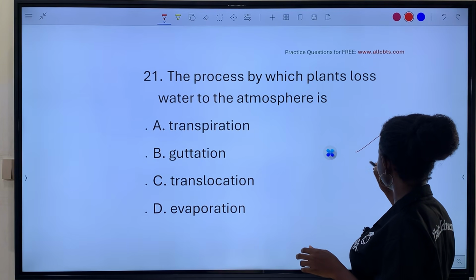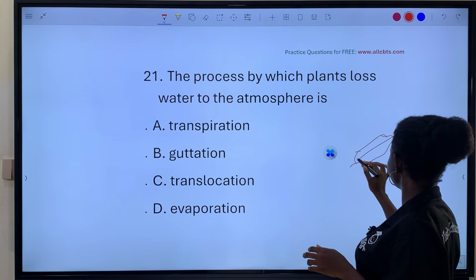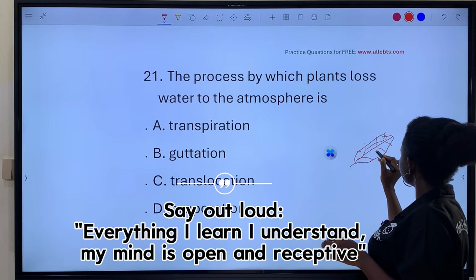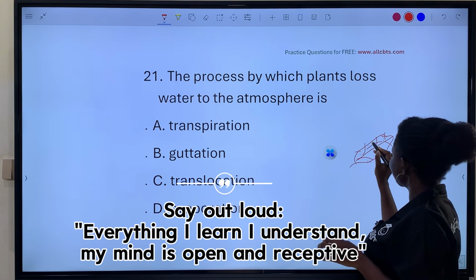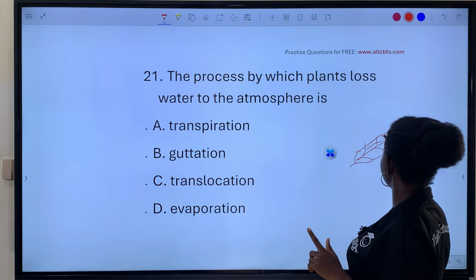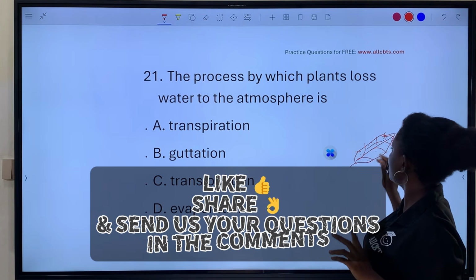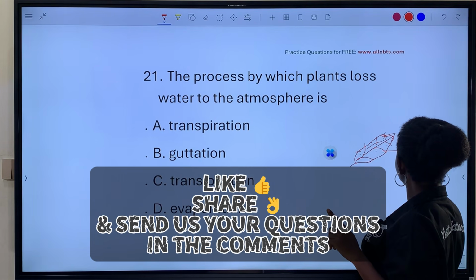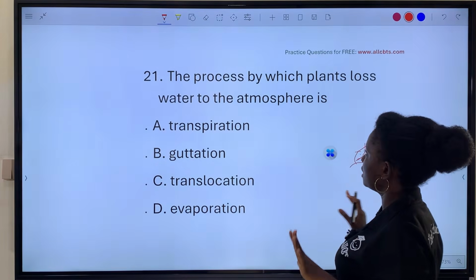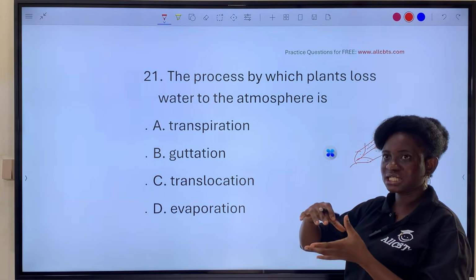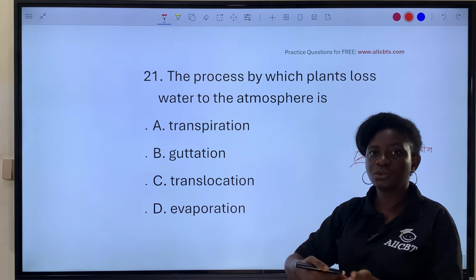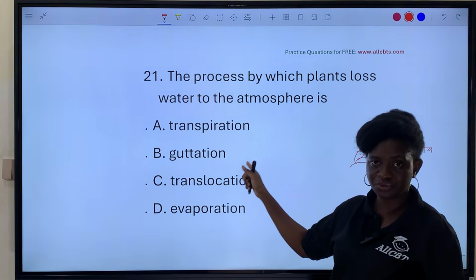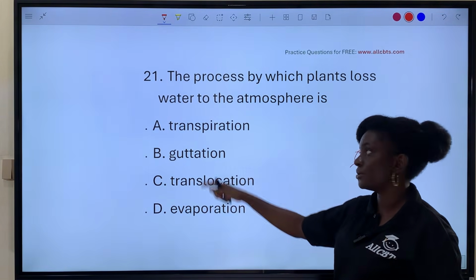Let's say this is the plant leaf, something like this. There are very tiny pores on the leaf surface. These tiny pores are known as stomata. They are the area whereby plants lose water to their environment, and that process is known as transpiration. So option A is the correct answer.